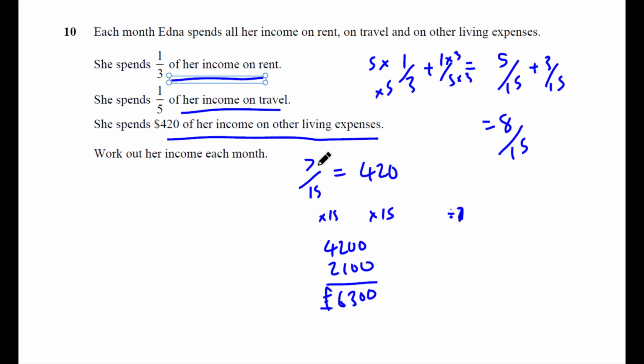Now if it makes it easier, we can just say x here, because we're trying to find out what x is. So now we have 7x equals 6,300. So x stands for the original amount. So we just divide that by 7, divide that by 7. So x now equals £900, and that's your final answer.